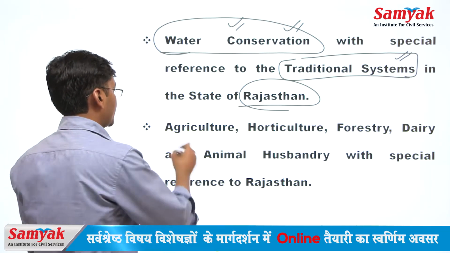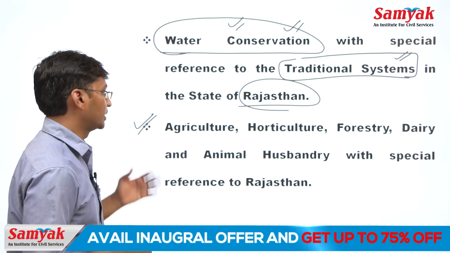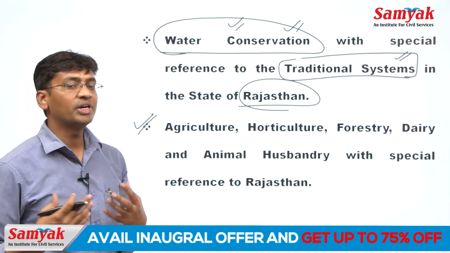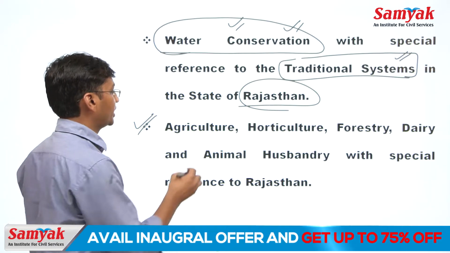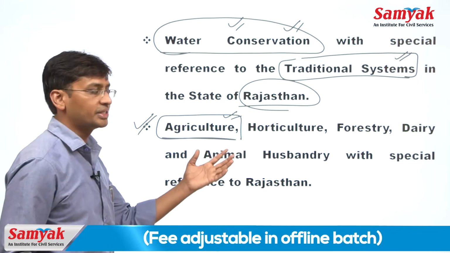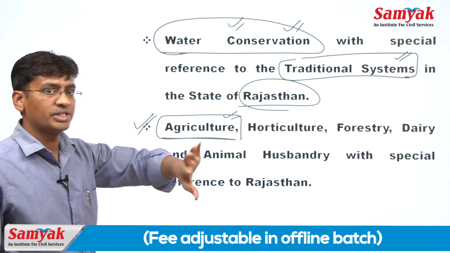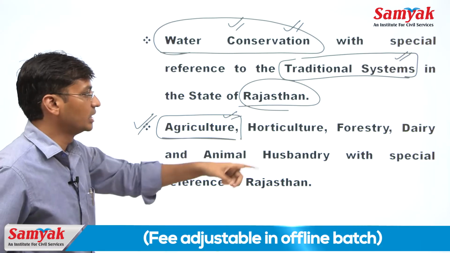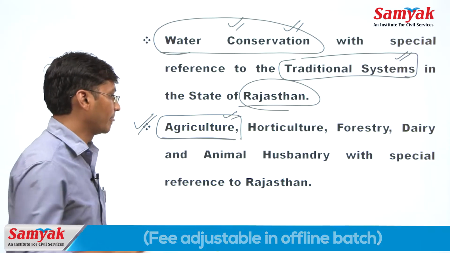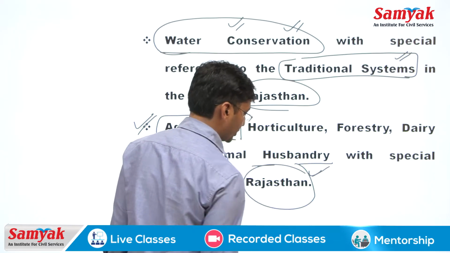So, it is basically the same topic that is included in the pre-examination, that is agriculture means what are the different crops which are grown in our state in different areas or in different districts, and the next is horticulture, forestry as well as the status of the forests, reserved forest, unreserved forest, various types of forests, the dairy and the animal husbandry with a special reference to Rajasthan, particularly the Rajasthan state. Okay.